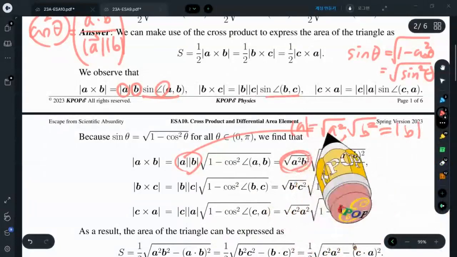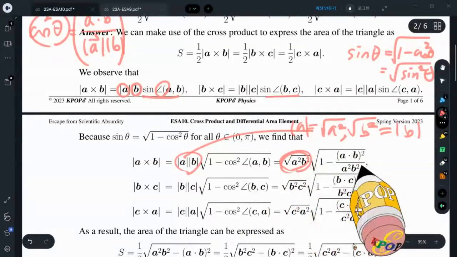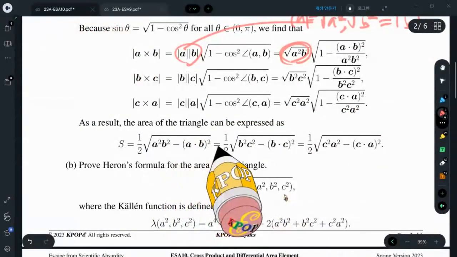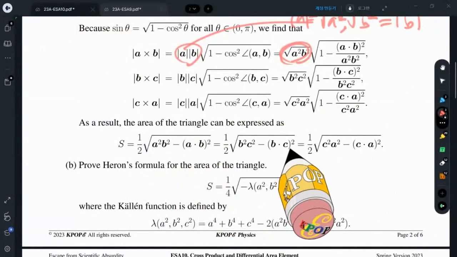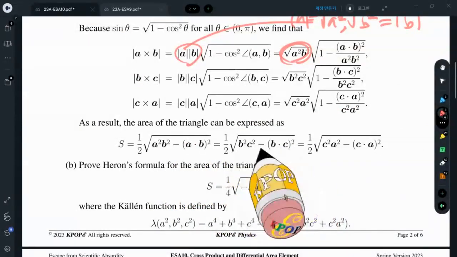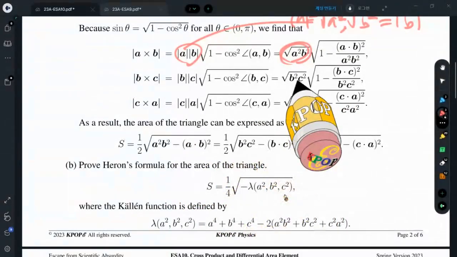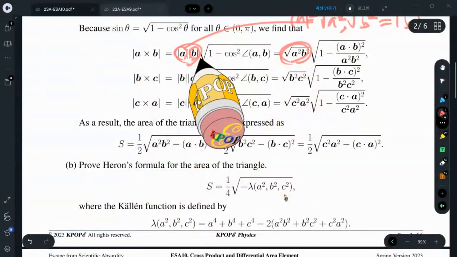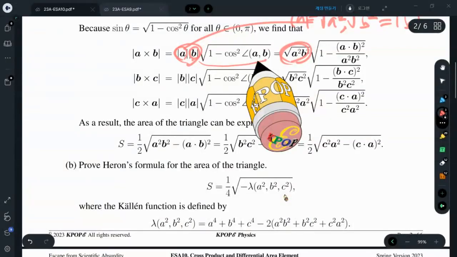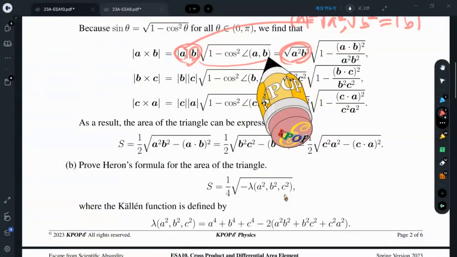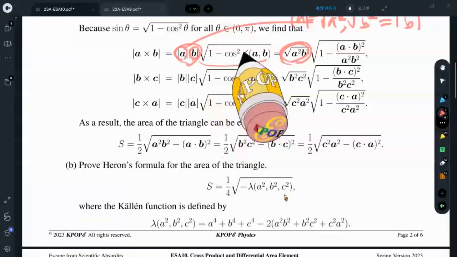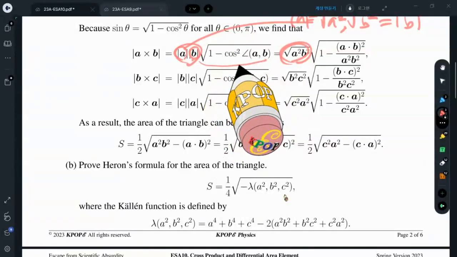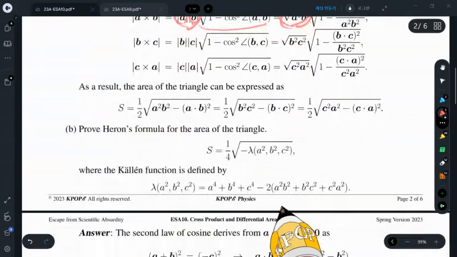Therefore, I can combine these square roots. Then I find it is a squared b squared minus a dot b squared, b squared c squared minus b dot c squared. So you should be able to find the structure. It is a product of the two sides multiplied by sine. And sine can always be expressed in terms of 1 minus cosine squared, and cosine can always be expressed in terms of the scalar product. Okay, that's it.